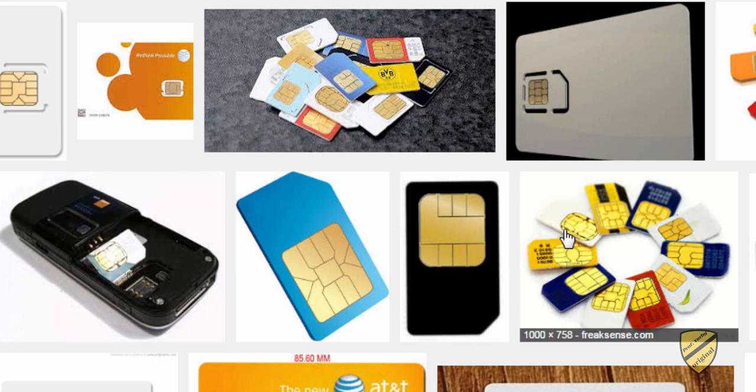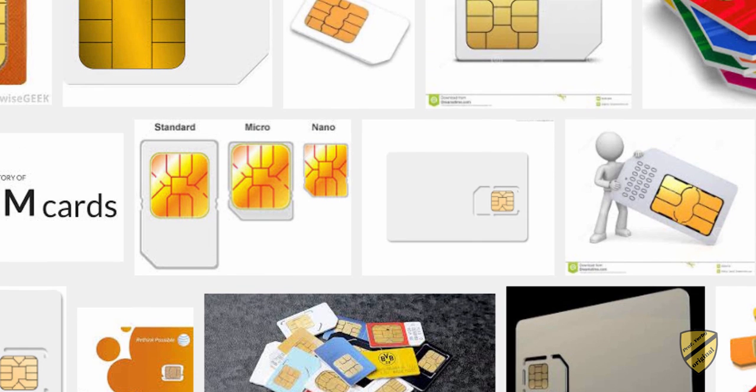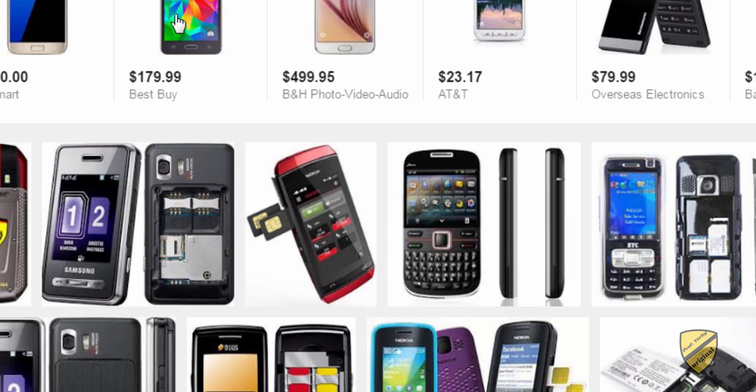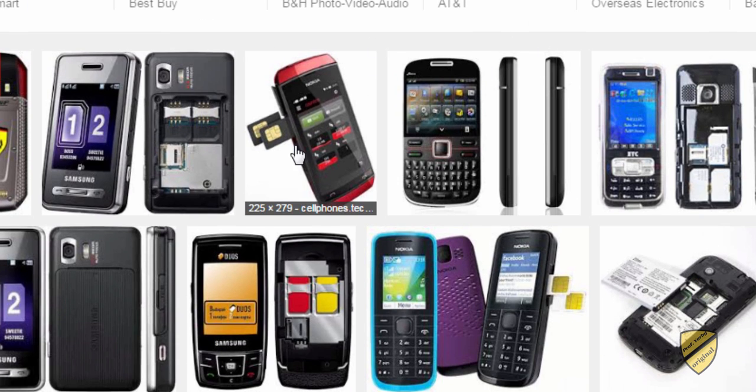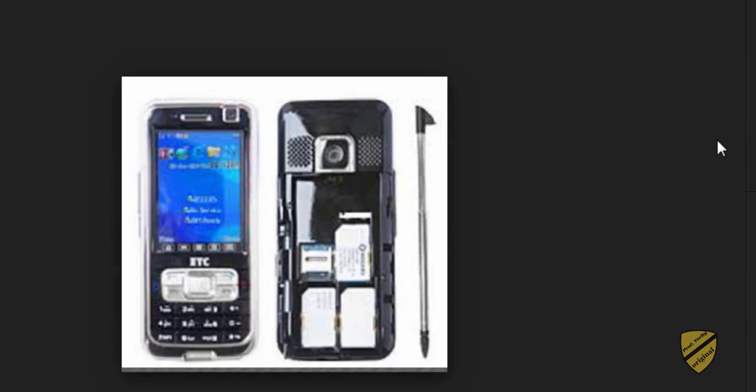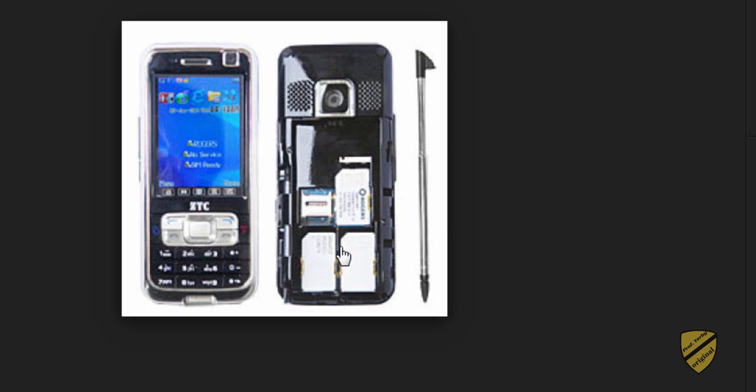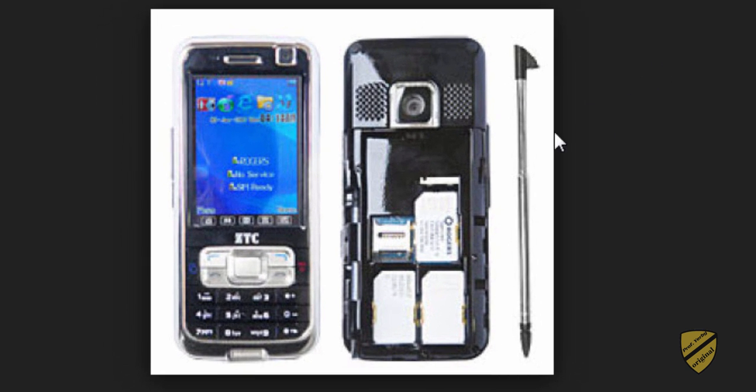There are some phones that have multiple SIM cards, so let's see if I can find you a picture of that real quick. Dual SIM card. The reason a person would want two SIM cards is they can have two different profiles. It's essentially carrying two phones without having to carry two phones. So it may be for legitimate, or it may be for illegitimate purposes.